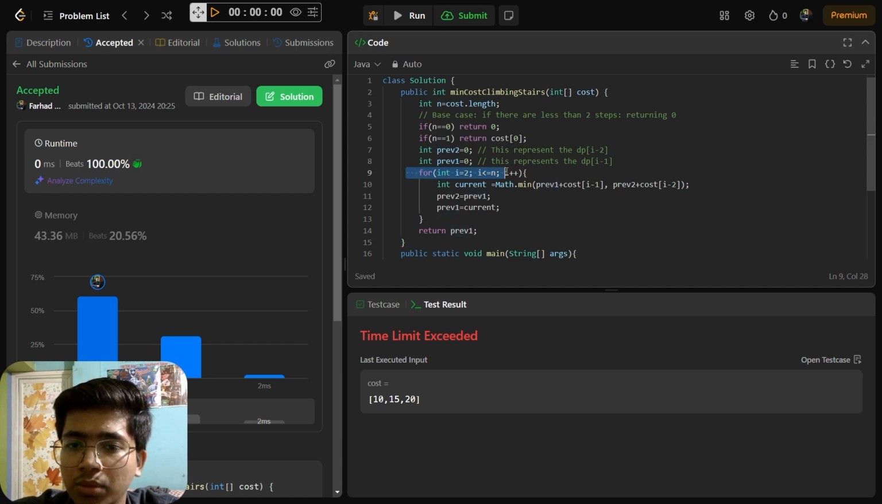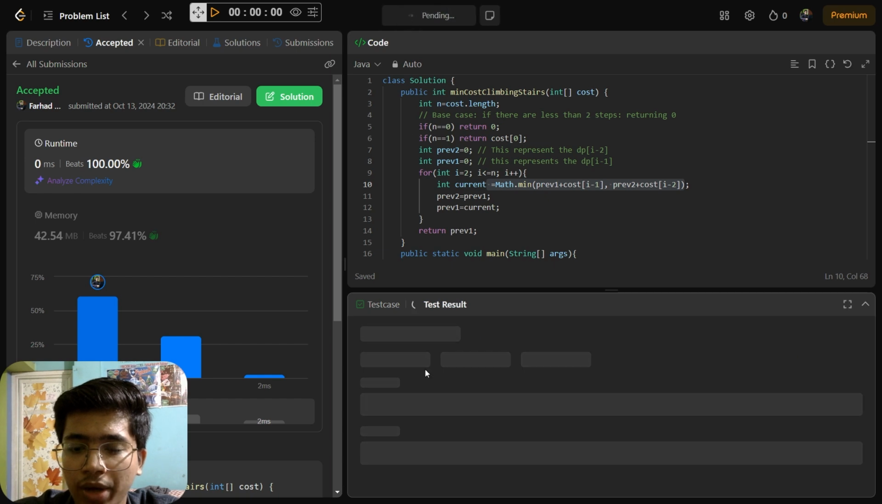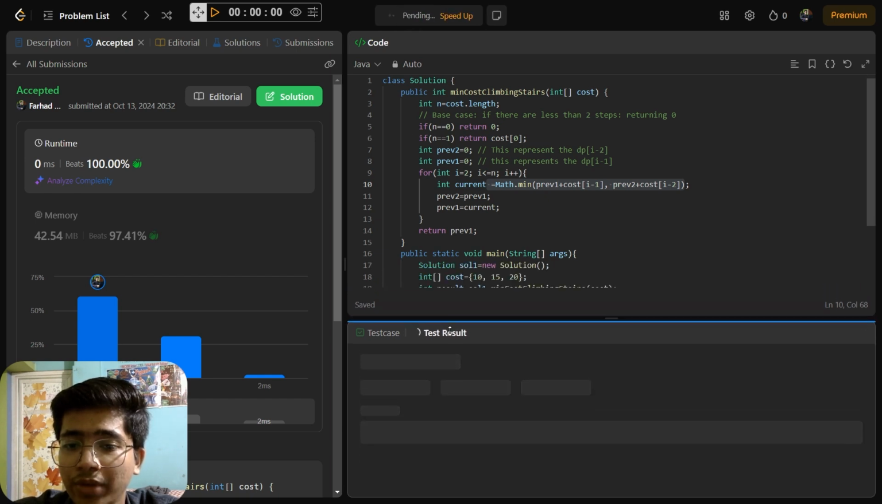After that, we start from i equals 2, i less than or equal to n, i plus plus, and we run the same kind of swapping that we already did in Fibonacci. We find the Math.min value and store it in current, then previous 1 is updated and previous 2 is also updated in a similar way, and we just get the result. So let's try submitting it. I've already tried submitting once and it worked. So it worked, and the time limit exceeded error is also removed because we have optimized the program.